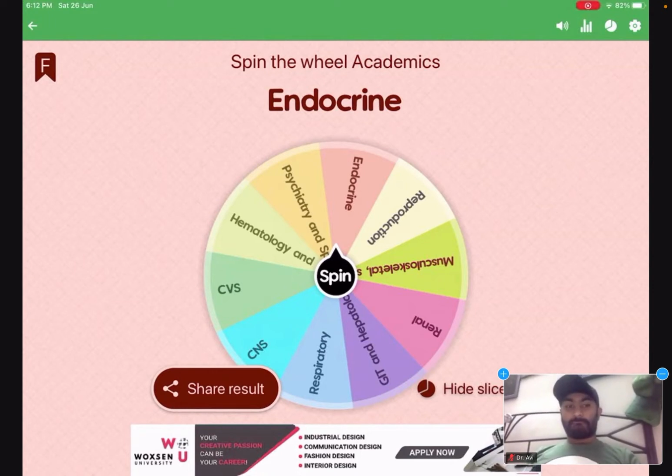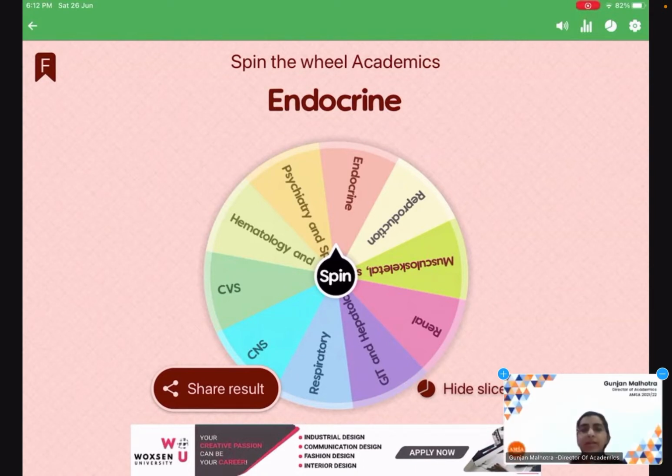Okay, let's see. Okay, this one's easy. Most common cranial nerve involved in the pituitary apoplexy: optic nerve, abducens nerve, oculomotor nerve, and the facial nerve. I repeat the question. Most common cranial nerve involved in the pituitary apoplexy: optic nerve, abducens nerve, oculomotor nerve, and facial nerve.